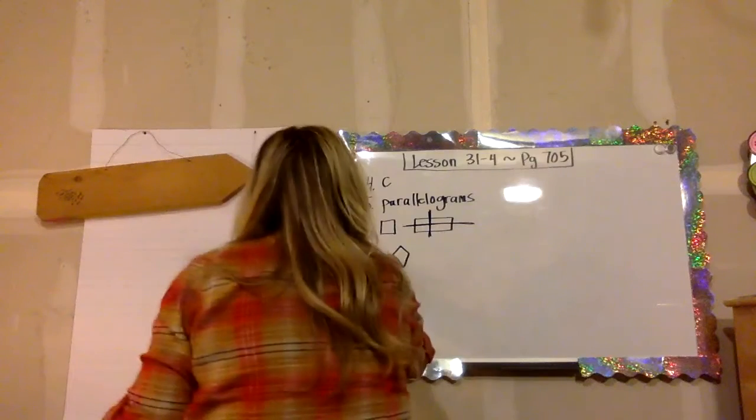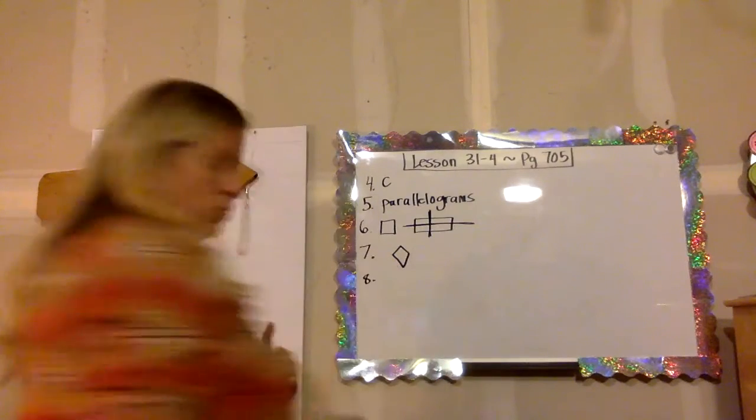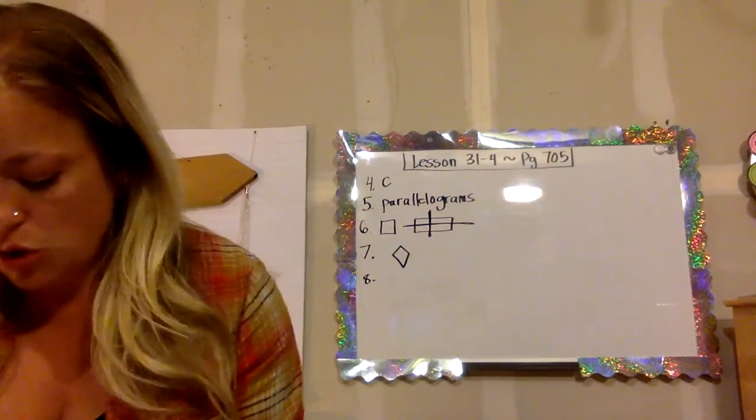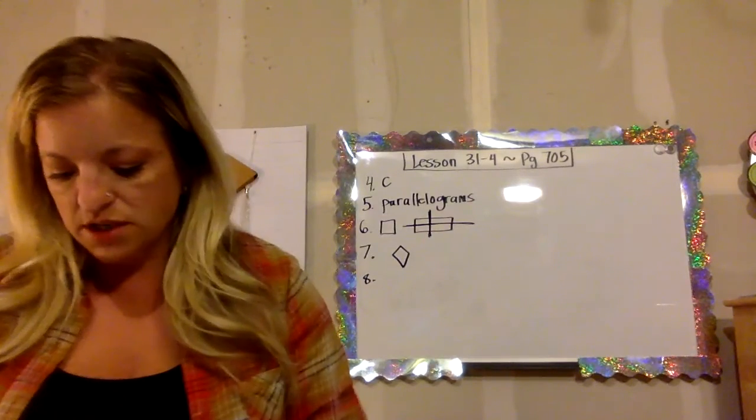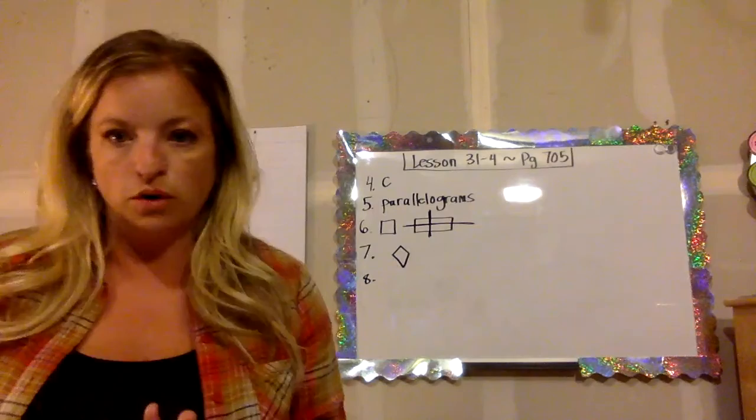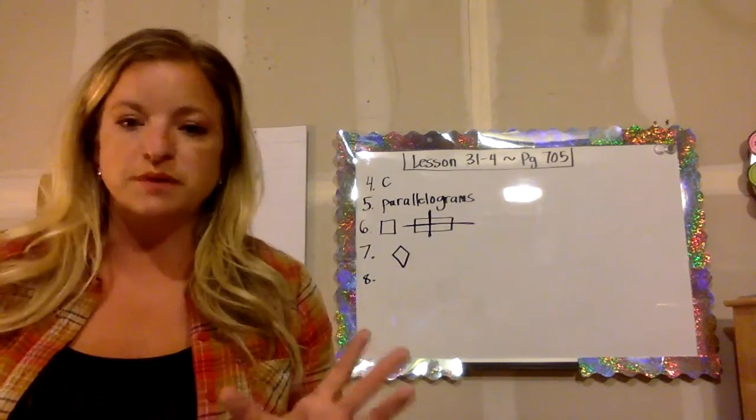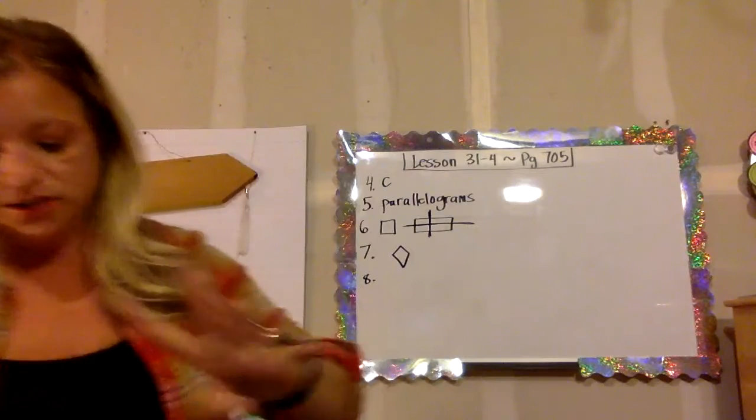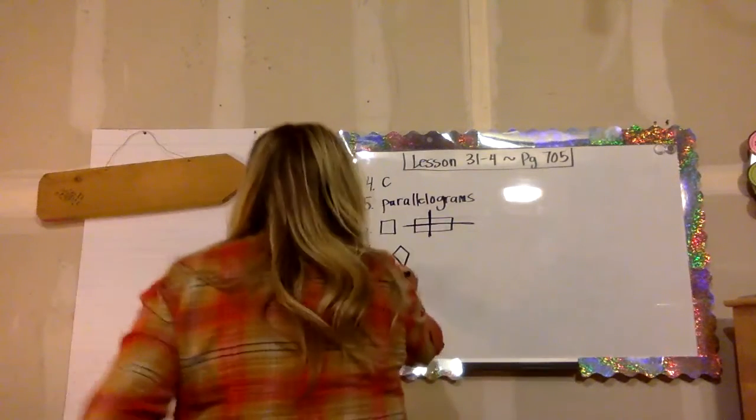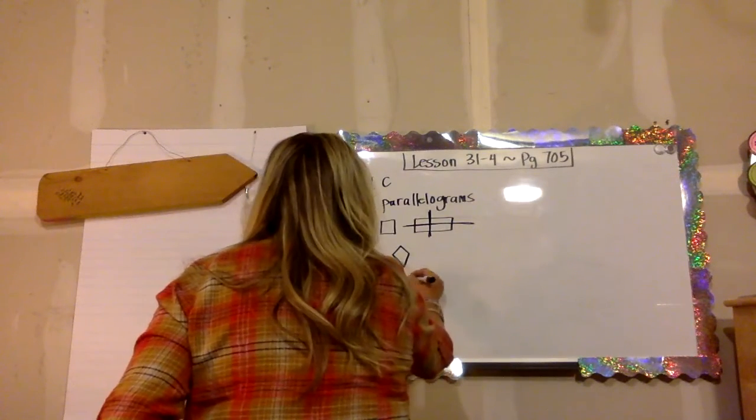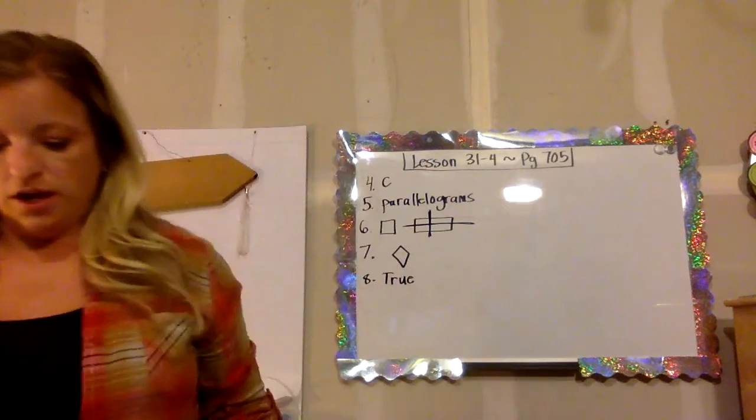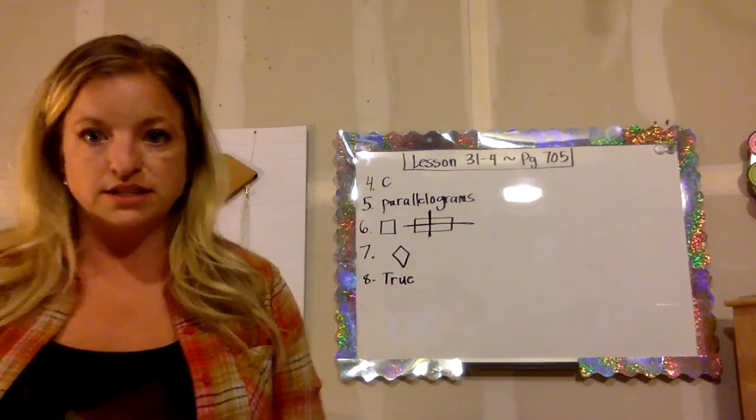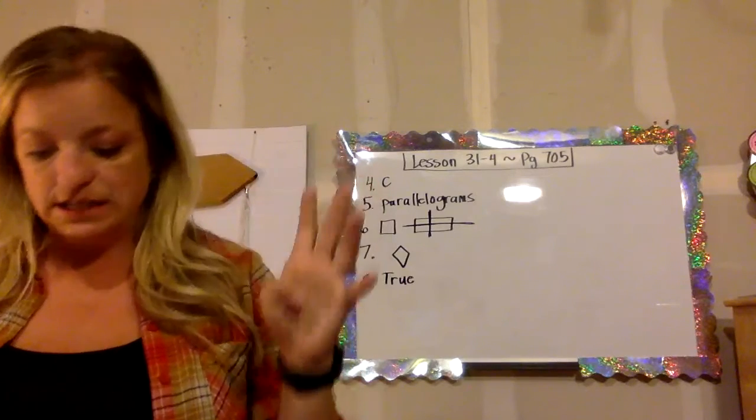All right, number 8 has some true or false questions. Tell whether each sentence is true or false. All rhombuses are quadrilaterals. A quadrilateral, yes, has 4 sides. A rhombus is always going to have 4 sides. So the first one is true. Absolutely. All rhombuses are quadrilaterals. They're not going to have any more sides than 4, and they're not going to have any less.